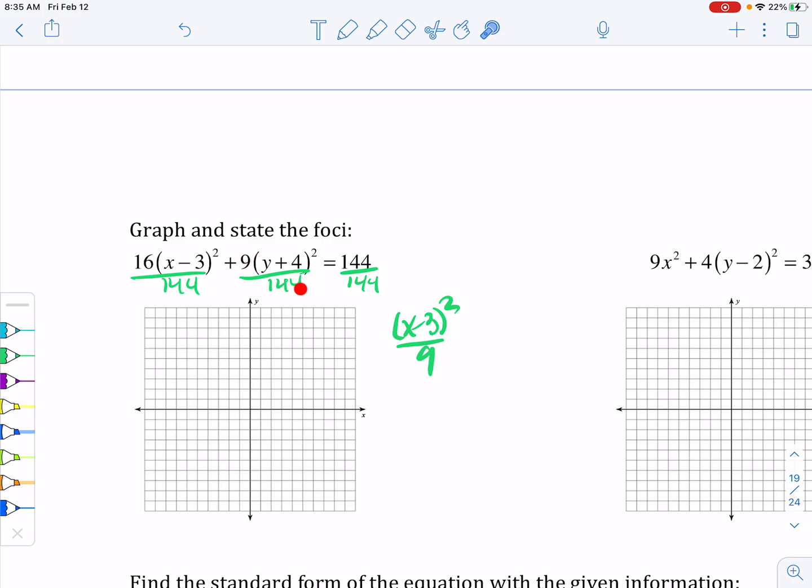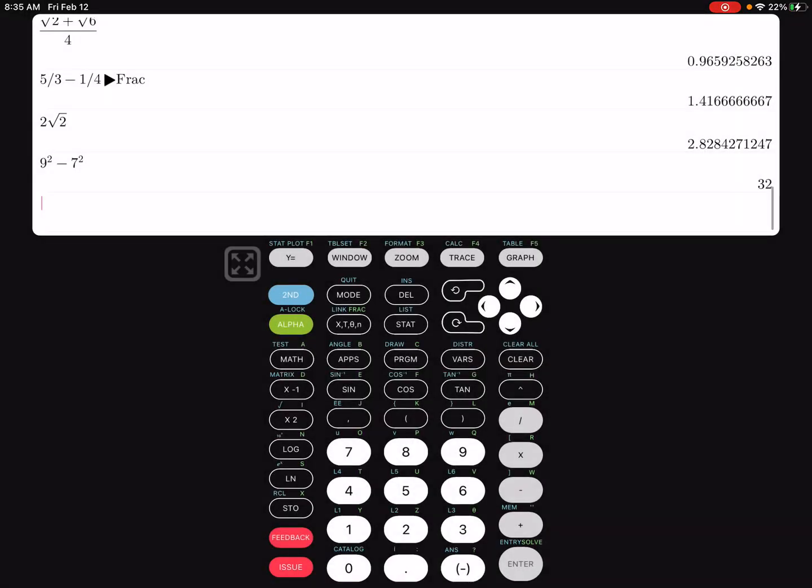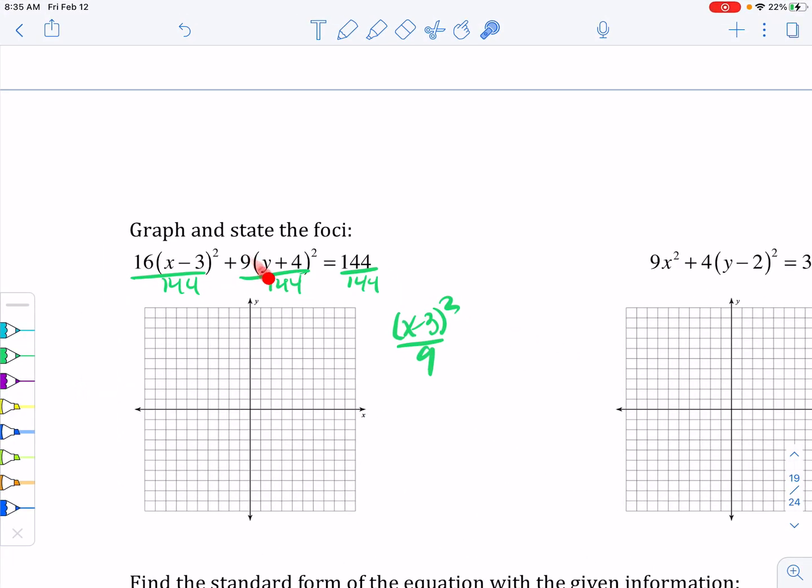If you're using your TI calculator, I'll show you this one. So you're doing 9 over 144. So you would do 9 divided by 144 and math, and then enter on frac. So that gives you 1/16. So this reduces to 1/16. So then I would have plus (y + 4) squared over 16 equals 1. Okay? Because 144 divided by 144 is 1. So if you have something other than equal 1, you have to divide by the thing that you have, and then simplify over here, and then that will equal 1. So now this is in our standard form, so now I can tell where my center is, and I can tell my a and my b values.